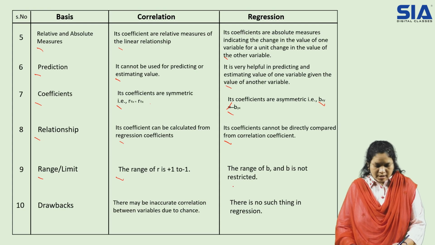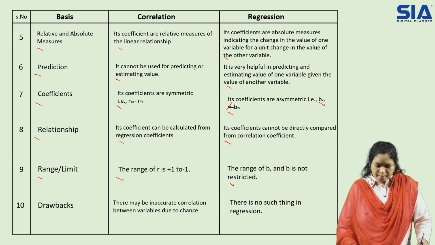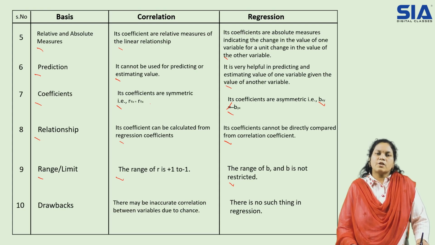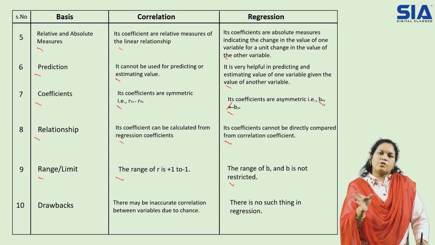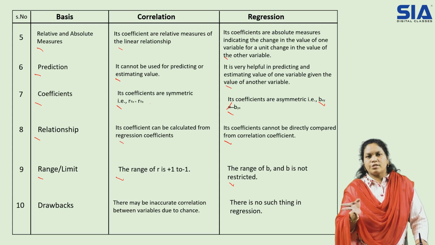Similarly, for regression, the range of b is not restricted. In the sense that the coefficients are not restricted here. There is no rule that the values will fall between so and so; any value you can obtain. There are no restrictions here.